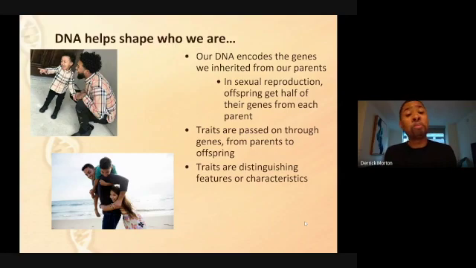And so to talk a bit more about how our DNA or our genes are expressed and how it shapes who we are, our DNA encodes the genes we inherited from our parents. And so in sexual reproduction, offspring gets half of their genetic information from each parent. So you get half from mom and dad. And these traits are passed on through genes from parents to offspring. And the traits are distinguishing features or characteristics.